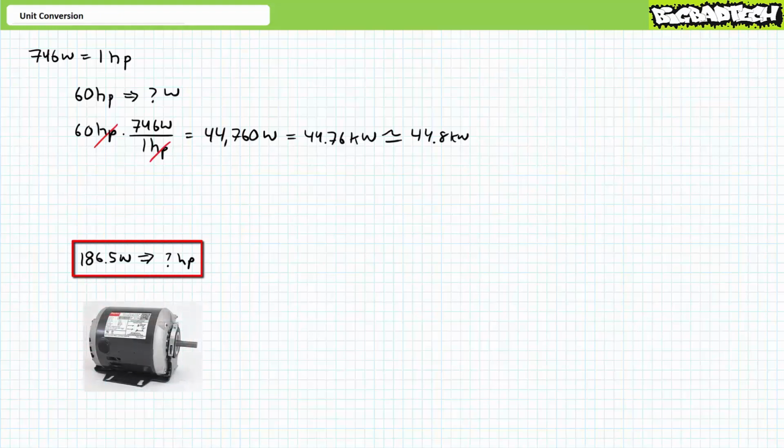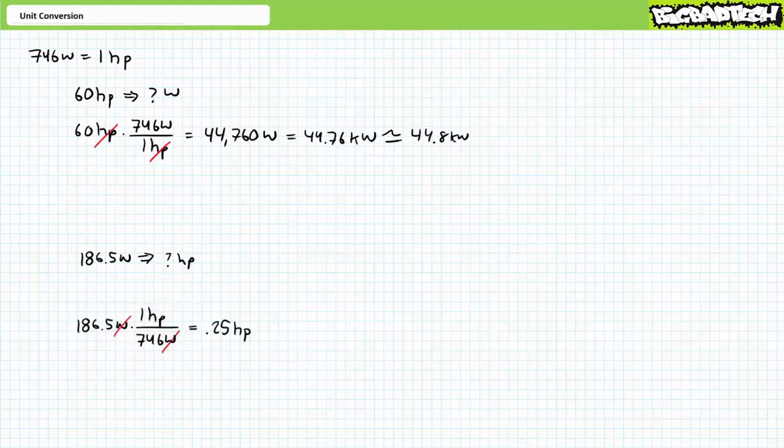Let's try this method in reverse. Consider a motor capable of exerting 186.5 watts of output in the loaded condition. Let's say we want to know this motor's equivalent output in units of horsepower. The unit we want is horsepower. The unit we don't want is watts. The one we need to multiply by is 1 horsepower over 746 watts. 186.5 watts times 1 horsepower over 746 watts. Units of watts cancel out, and we're left with 0.25 horsepower.